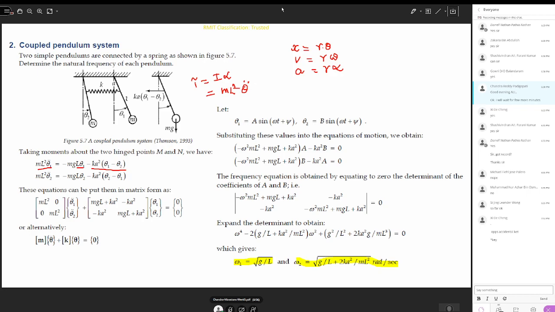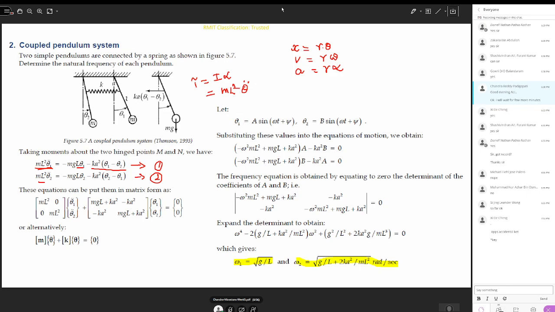So for the first mass M, we can equate the net torque with the moments acting on the system due to the two forces. The same way we can also write for the other mass, where the angular displacement is theta2. We can derive these two equations by applying Newton's law, or by equating the net torque, or by summing the total moments acting on the system to 0.